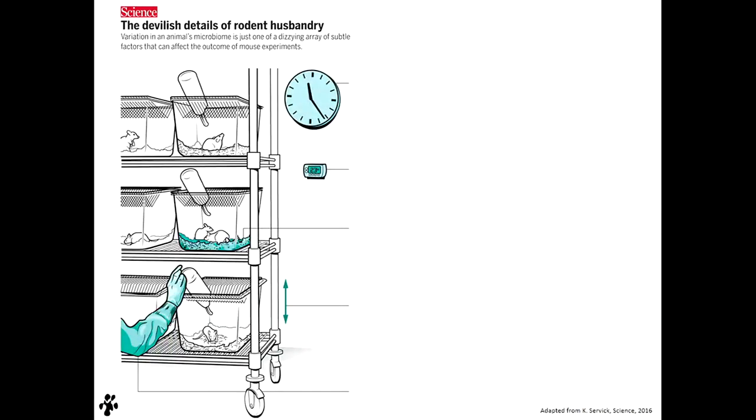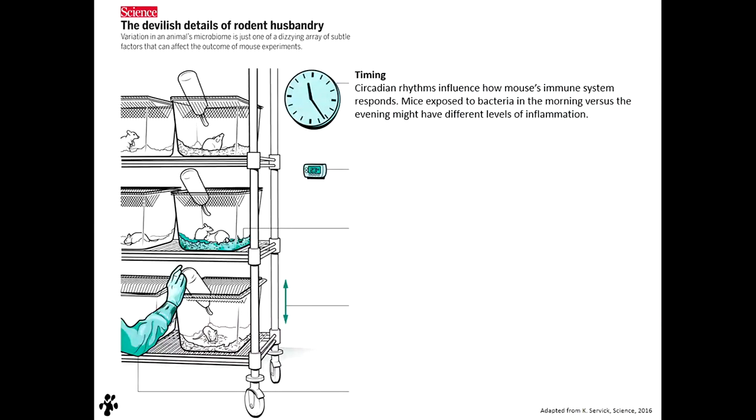So what about some of the devilish details of rodent husbandry? Timing, certainly. I mentioned circadian rhythms, but this influences how the mouse responds immunologically, and it's important that you describe and document at what time during the day you are actually doing the experimental manipulation, because this will have a potential profound effect on the model system.